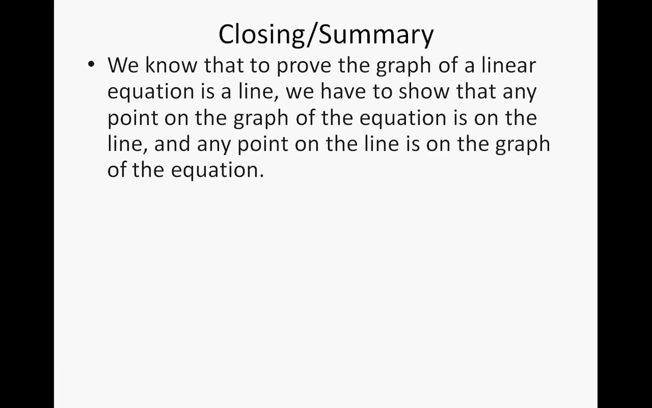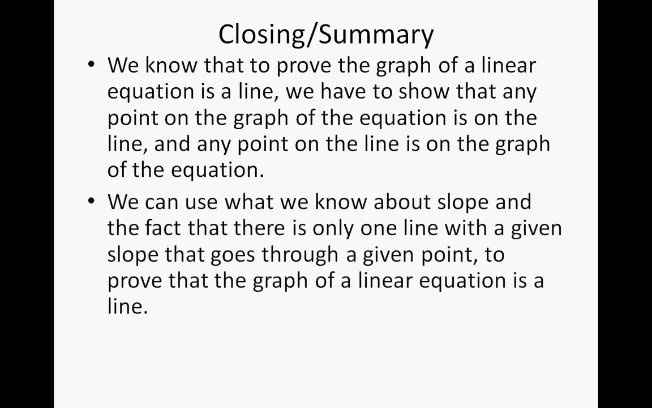All right, so let's wrap up. We know that to prove the graph of a linear equation is a line, we have to show that any point on the graph of the equation is on the line, and any point on the line is on the graph of the equation. We can use what we know about slope and the fact that there is only one line with a given slope that goes through a given point to prove that the graph of a linear equation is a line.